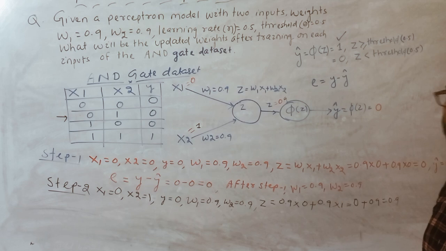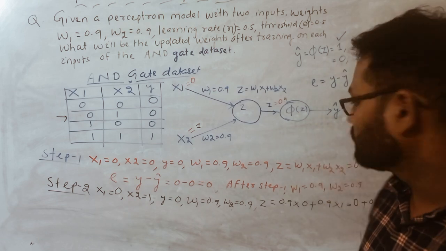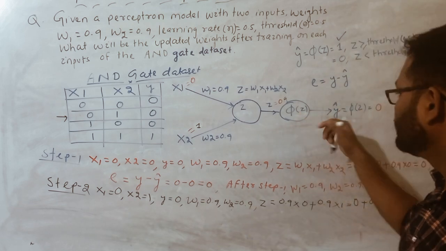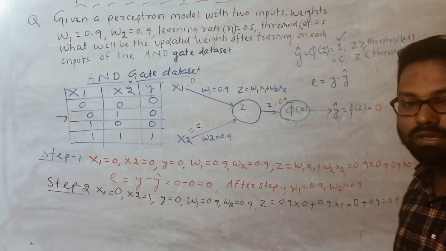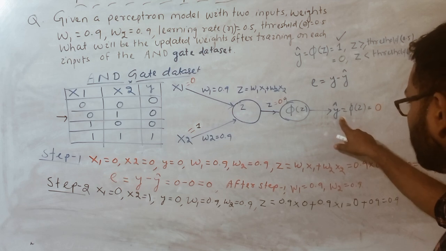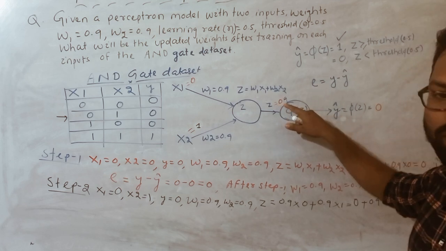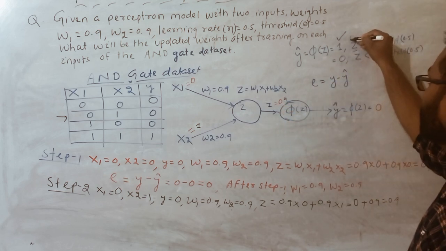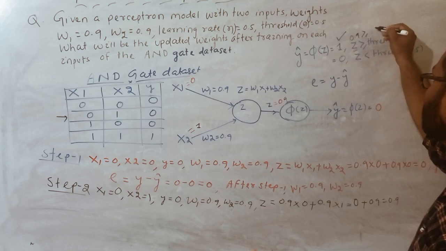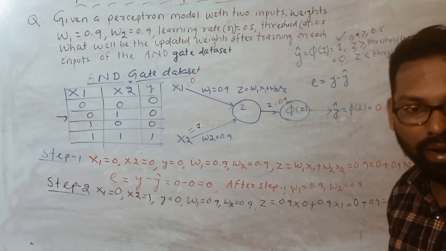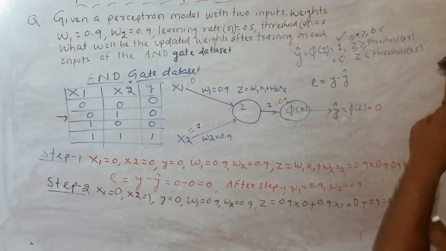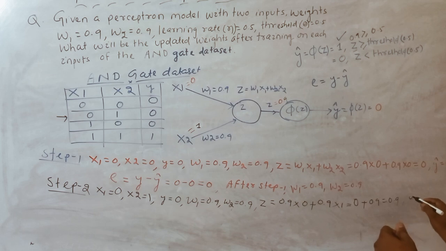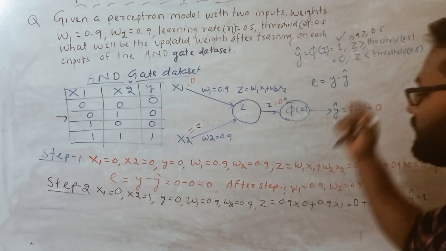Now this 0.9 is going to pass to the activation function. The activation function helps us predict the y value. Now the question is, what is the y value? Here Z is 0.9, and the threshold value is 0.5. Since 0.9 is greater than 0.5, my predicted value y cap is 1. So my predicted value is 1.